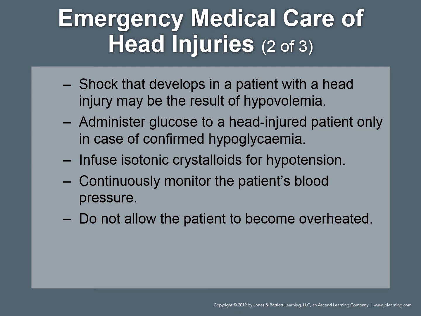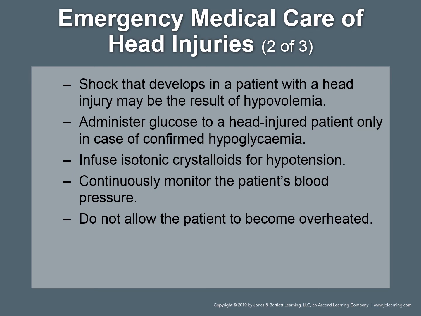Administer glucose to head injured patients only if hypoglycemia is confirmed by a blood glucose analysis. We typically don't like to give sugar to patients with head injuries because the increased sugar level in the blood causes the brain tissue to necrose as it crosses the blood-brain barrier. It can cause harm to the brain tissue. So we want to avoid high levels of glucose in those patients because of the damage that can be done to the brain.